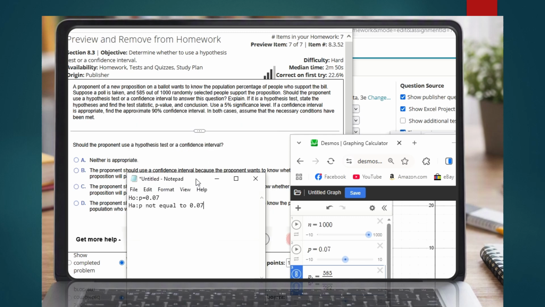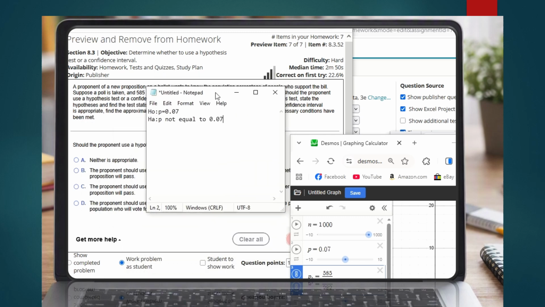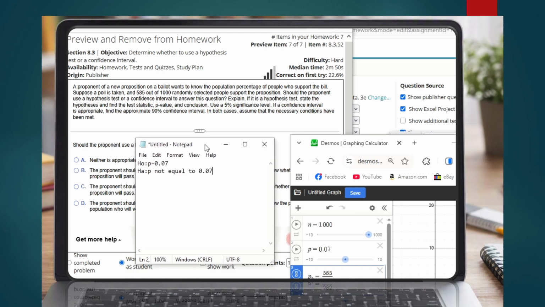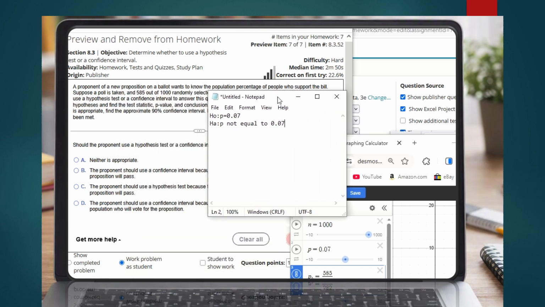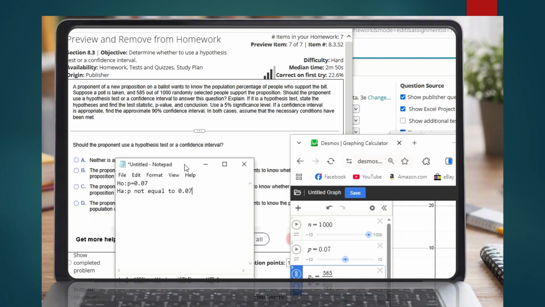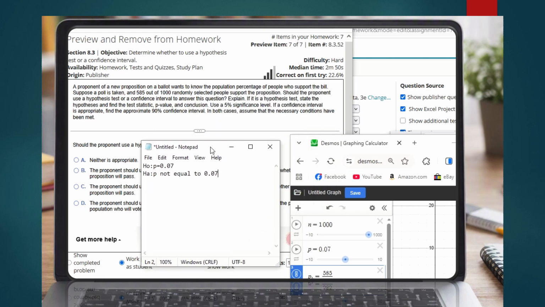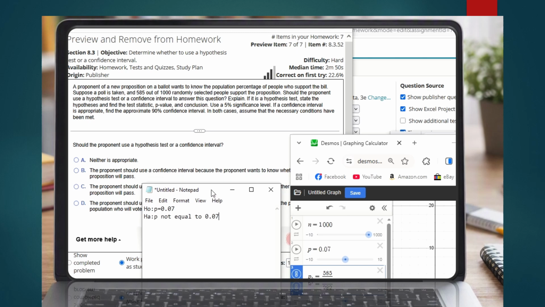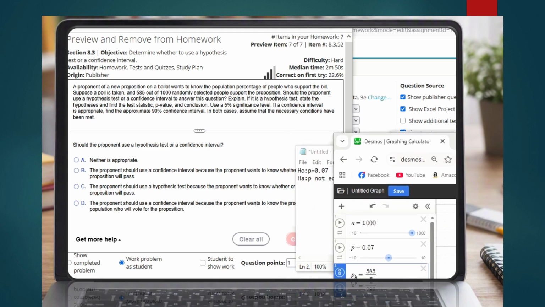Well, for one thing, notice that we weren't given a status quo of any sort, and notice what they want to know. He wants to know the population percentage of people who support the bill. So based upon a sample, we can't get exactly the population percentage, but we can estimate. So what we're talking about here is a confidence interval. A confidence interval would be appropriate.